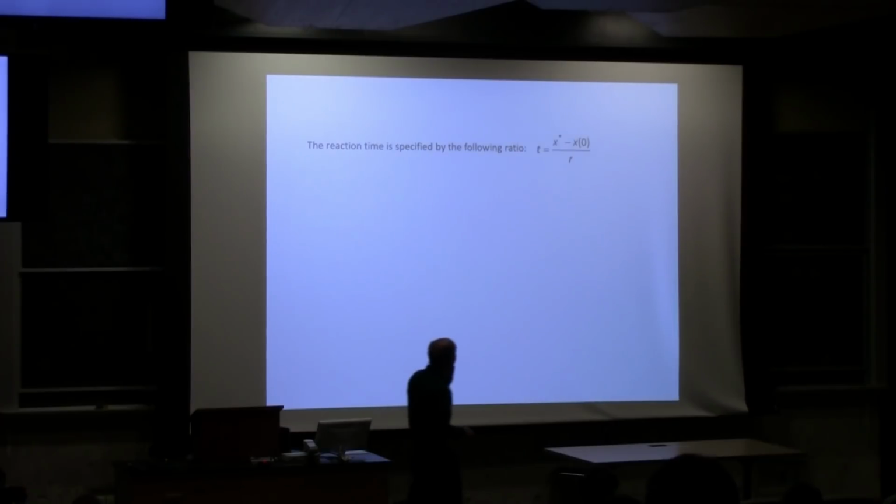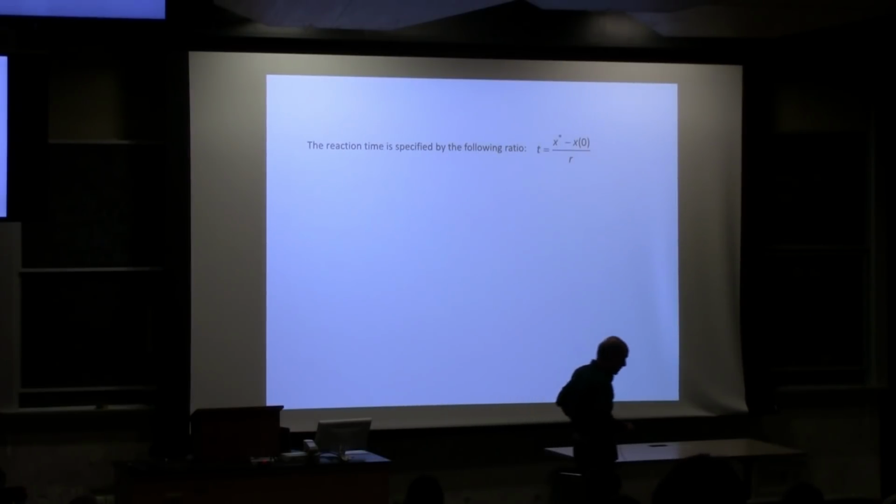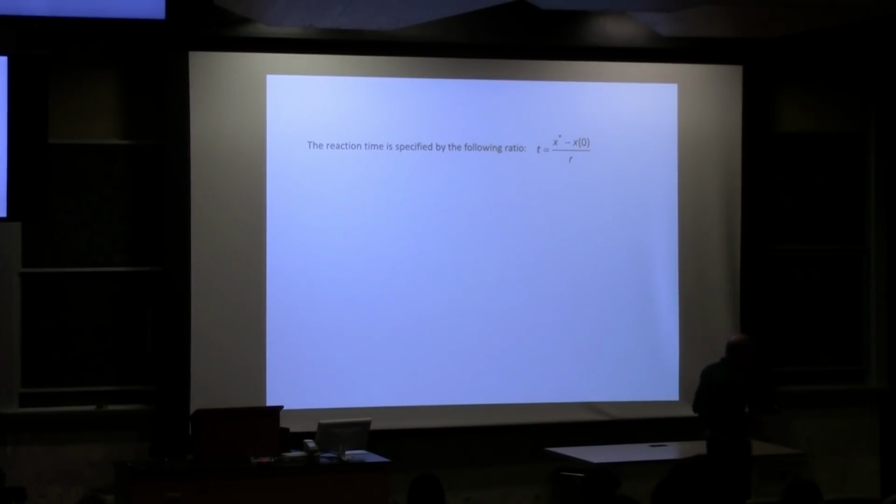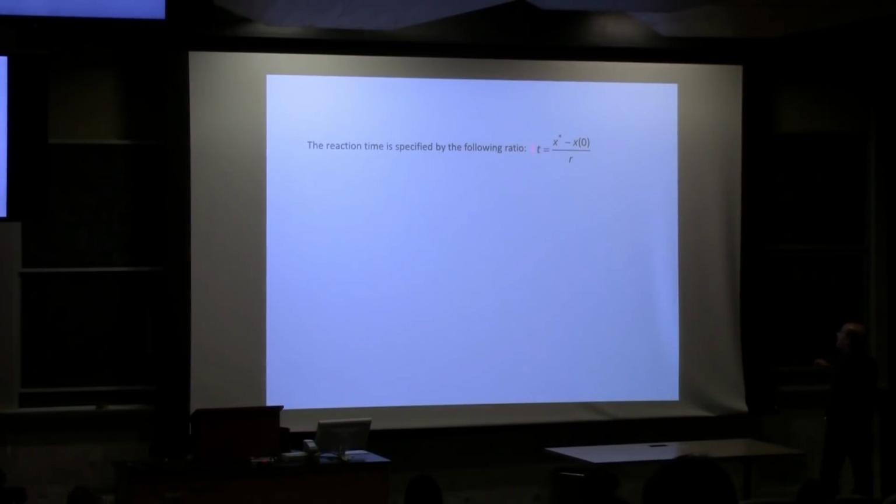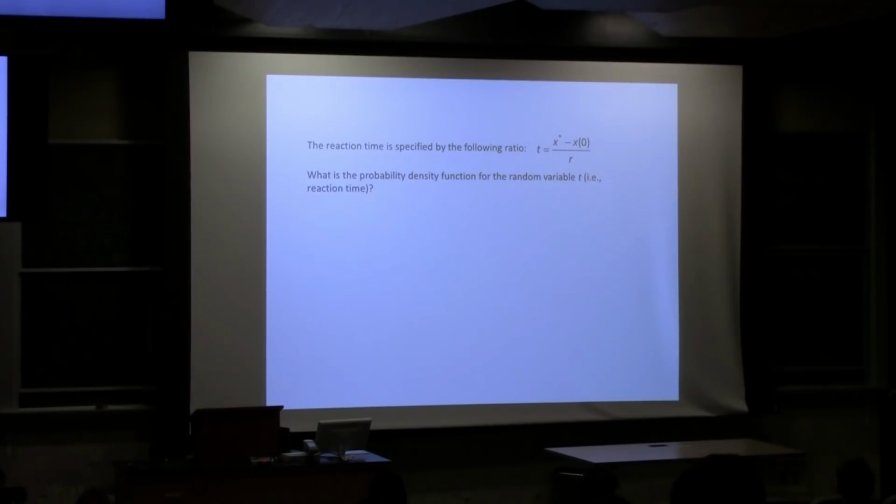All right, so here's our equation. T is equal to x star minus x0 divided by r. We want to know what's the relationship between the probability distribution of t and the probability distribution of r. The example I showed you was a times r, right? That was linear. This is not linear. This is dividing by r. So I need to show you what you do with the algebra of random variables when you divide. We want to understand where this comes from.